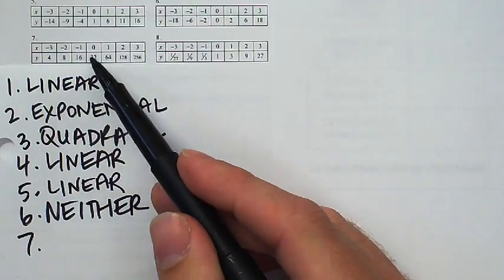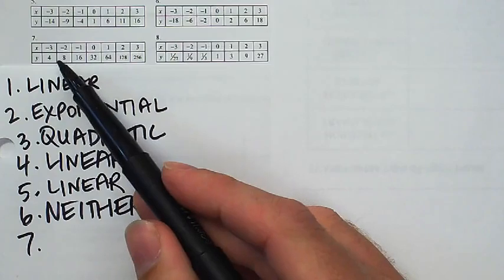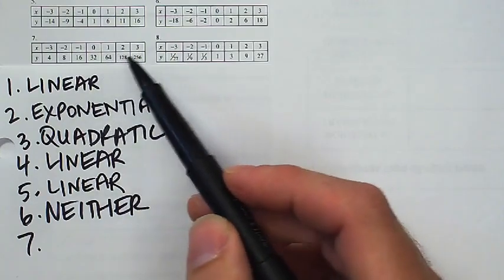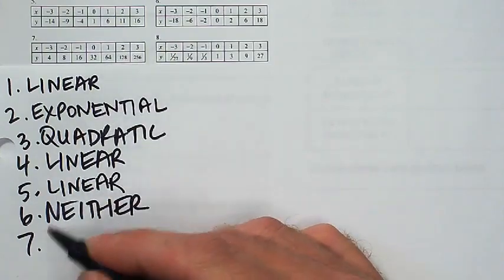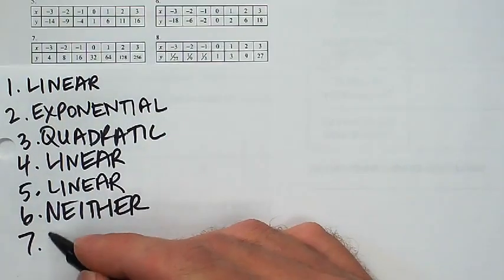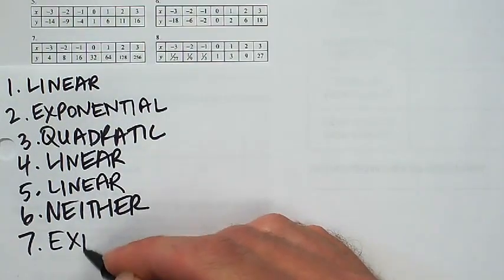4, 8, 16, 32, 64. I'm doubling each time. I'm multiplying by 2. 64, 128, 256. If I'm doubling each time, evenly spaced x's, that would be exponential.